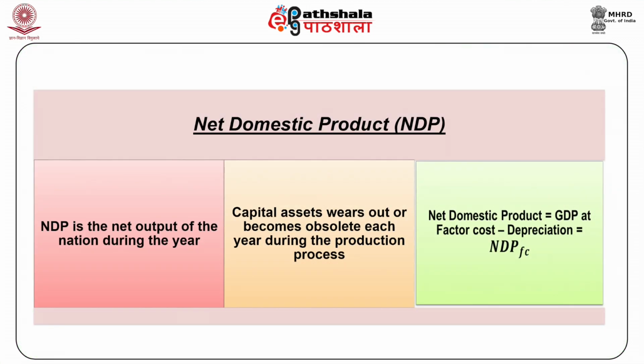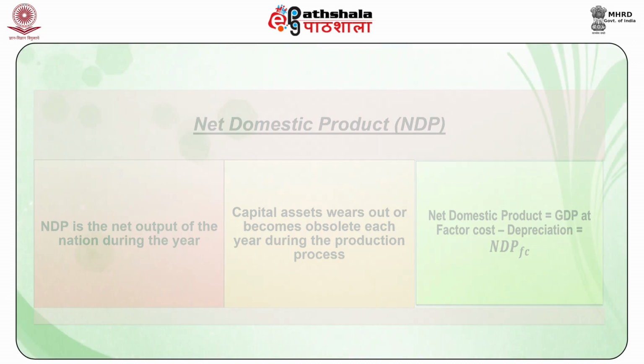C. Net domestic product, that is NDP. NDP is the net output of the nation during the year. Capital assets wear out or become obsolete each year during the production process. Thus, net domestic product is equal to GDP at factor cost minus depreciation, which is equal to NDP at FC.